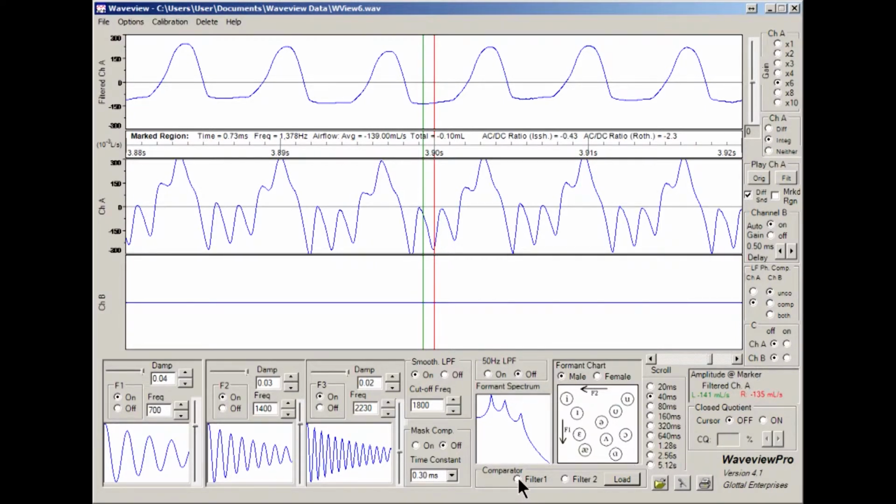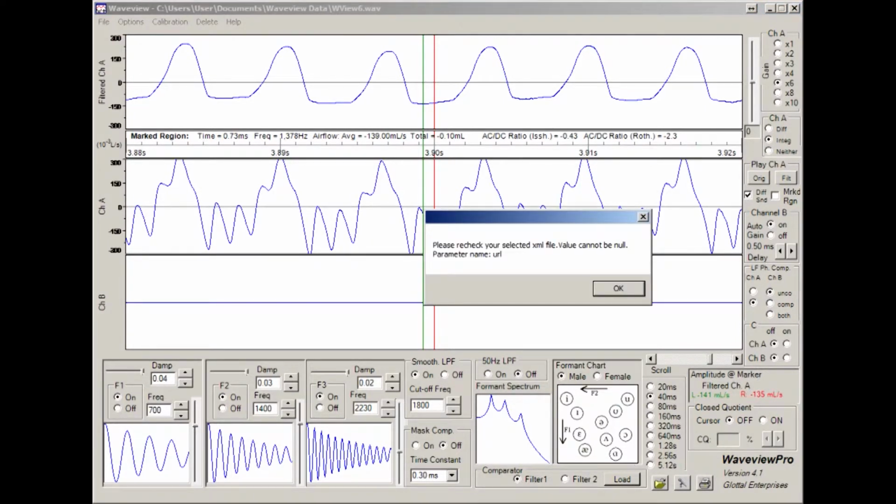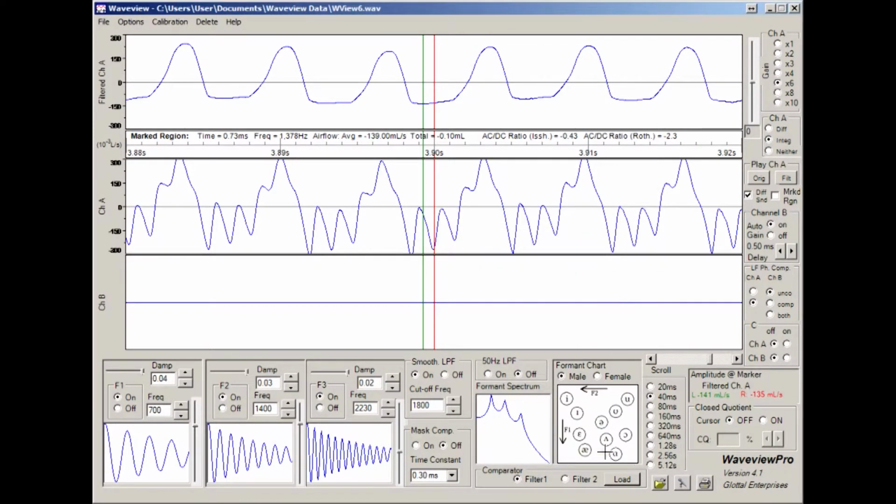We have a comparator here, filter 1. We can record the values that we've set. You could read your manual to find out how you can record these values so you can bring them back up later without writing them down.